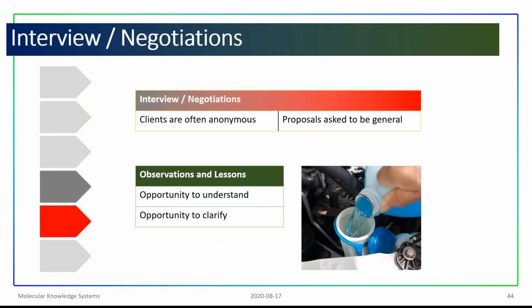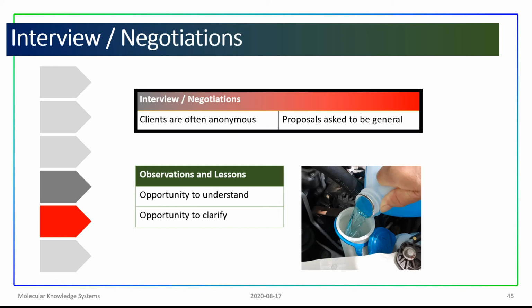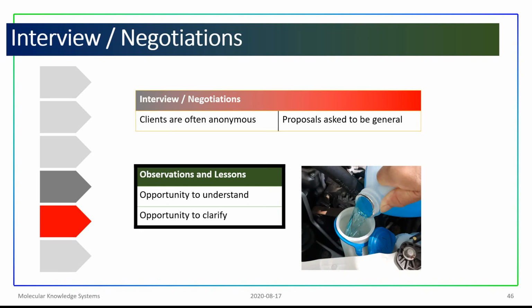If the solution provider's proposal is of interest to the client, Nine Sigma will often set up an interview between the client and the solution provider. This is often very helpful because clients are often anonymous. As such, proposals typically must be written in a very general manner. Interviews are a wonderful opportunity to further understand the intricacies of the problem that need to be addressed, and also an opportunity to clarify the approaches that may be of interest to both the solution provider and the client.